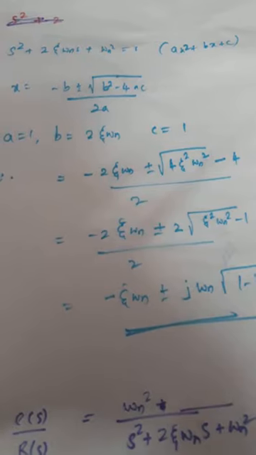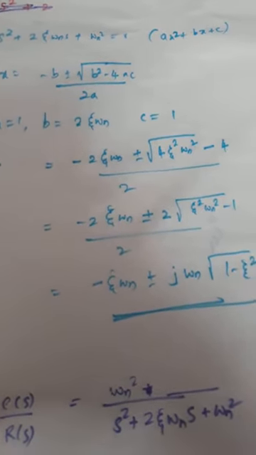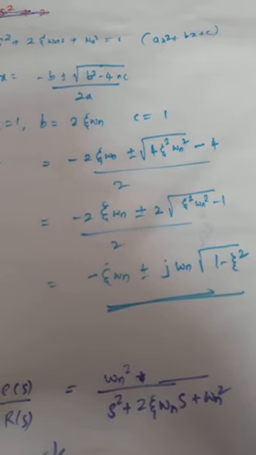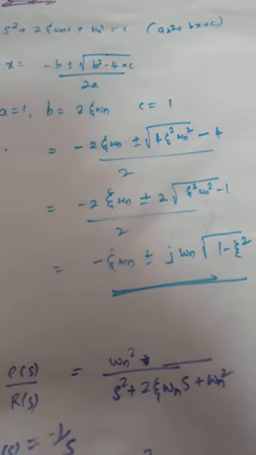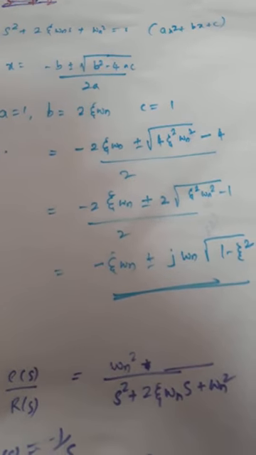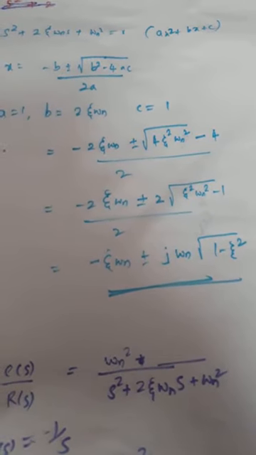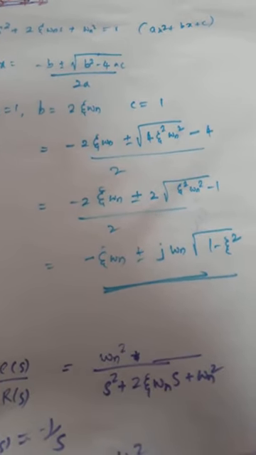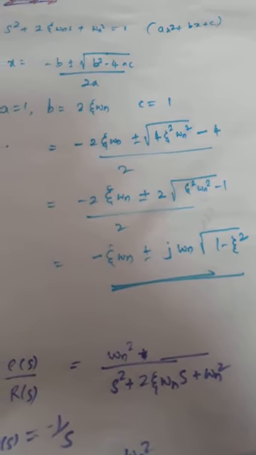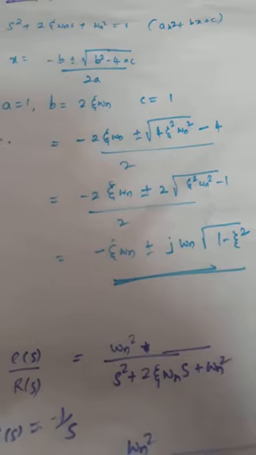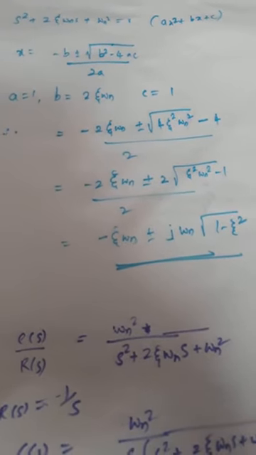If you compare with this equation, here a is equal to 1, b is equal to 2 zeta omega_n and c is equal to omega_n square. So substitute the a, b, c values in the standard equation, and you will get the roots. Minus 2 zeta omega_n plus or minus under root of 4 zeta square omega_n square minus 4. If you take 4 common, the square root of 4 is 2. So minus 2 zeta omega_n plus or minus 2 under root of zeta square omega_n square minus 1, divided by 2. If you take 2 common, numerator and denominator get cancelled. Finally, we will get this expression.